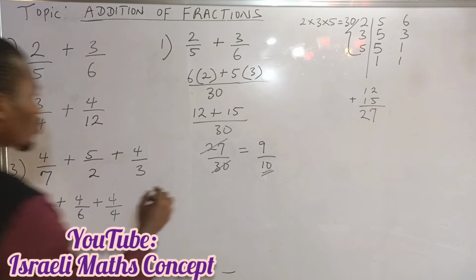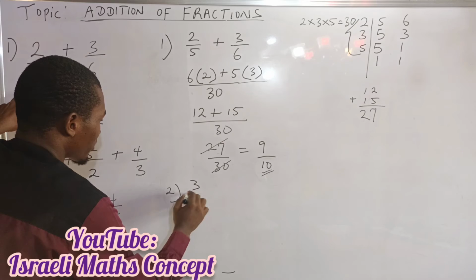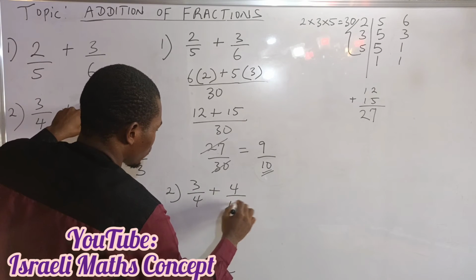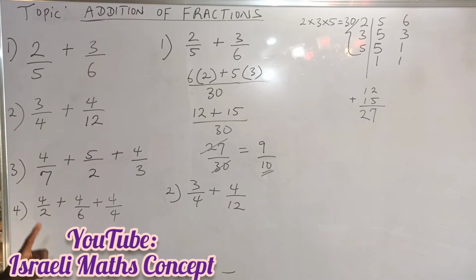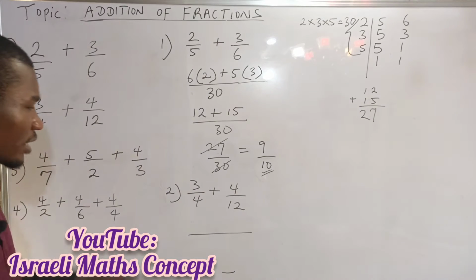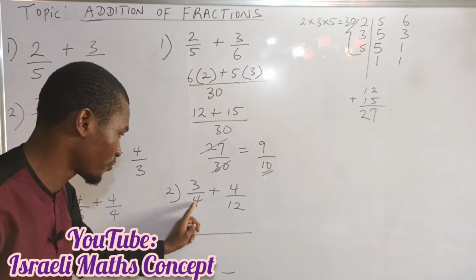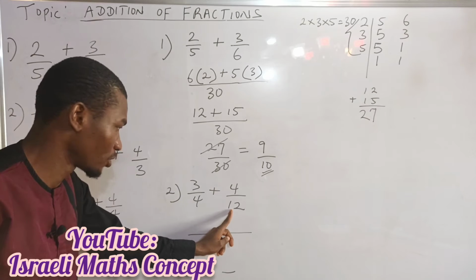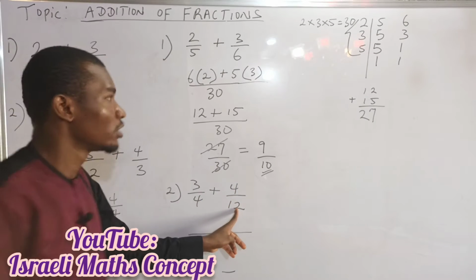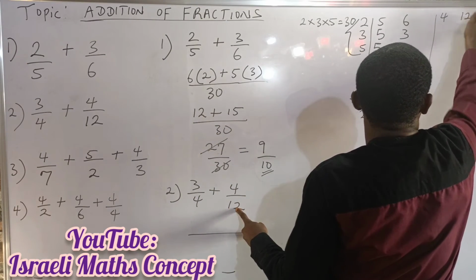The number 2 question, we want to add 3 over 4 to 4 over 12. Remember the first thing first, draw your division line. Then we find the LCM of the denominators, which are 4 and 12, because the denominators of these two fractions are 4 and 12. So the LCM of 4 and 12.